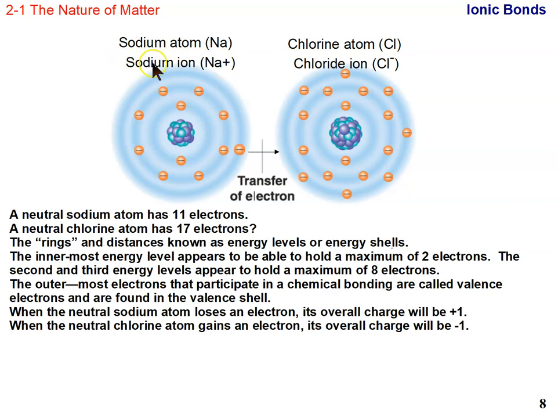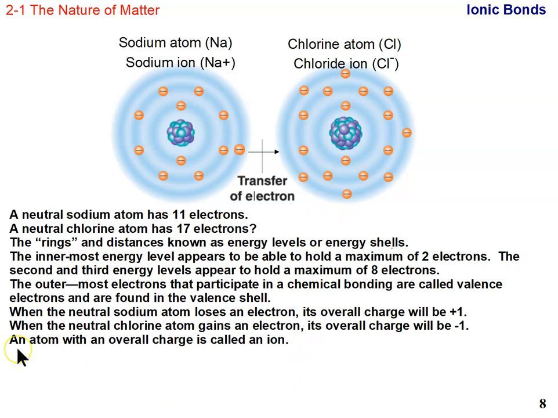Sodium just becomes the sodium ion. Chlorine becomes the chloride ion. And that naming rule has to do with the fact that it's a negatively charged ion. Negatively charged ions, the name ends in IDE to let you know that it's negatively charged. So that's the chloride ion.